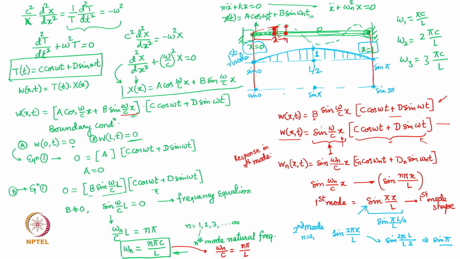And we know that at l by 4 the amplitude is going to reach a value of plus 1, and you can notice that at 3l by 4 the amplitude is going to reach a value of minus 1, because sin(3 pi / 2) is going to be minus 1. So you can show the second mode to be following this particular sine function, okay, and this now becomes the second mode shape.